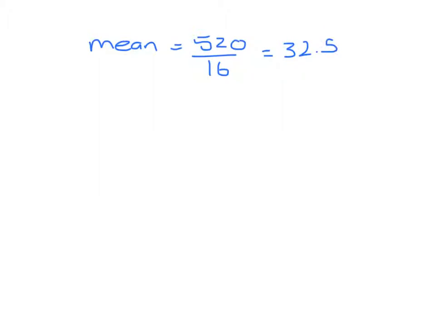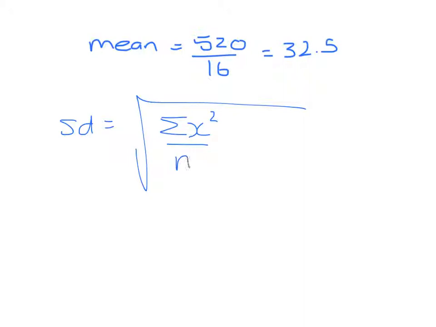Next, we're interested in the standard deviation. So the formula for standard deviation is the square root of the sum of the x squareds over the number of terms minus the sum of the x's over n all squared, and this is the mean.